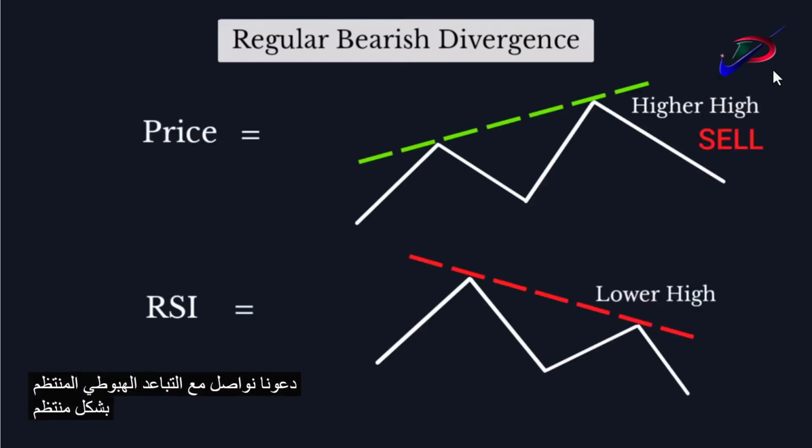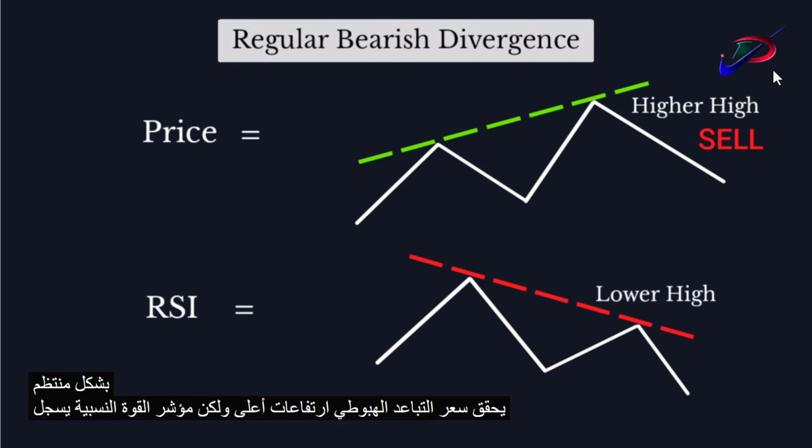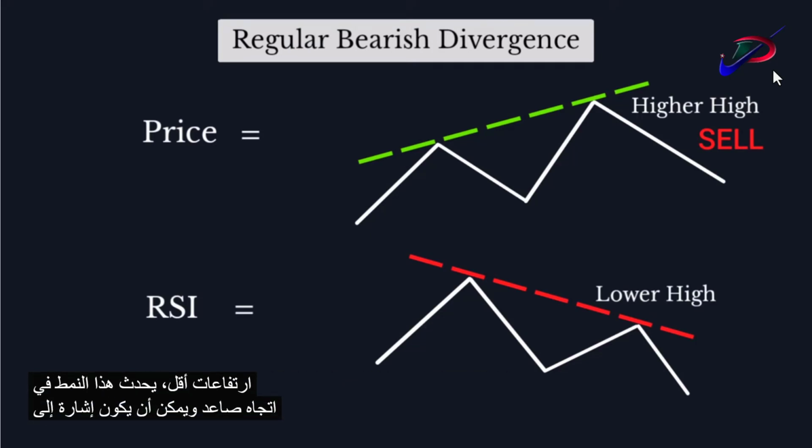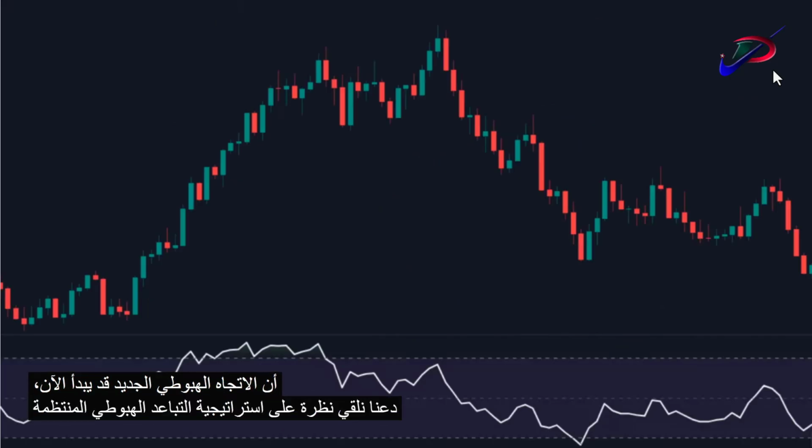Now, let's continue with regular bearish divergence. In regular bearish divergence, price makes higher highs, but RSI makes lower highs. This pattern occurs in an upward trend, and it can be the signal that a new downward trend may start. Now, let's have a look at regular bearish divergence strategy.